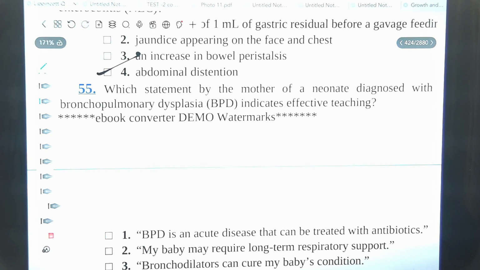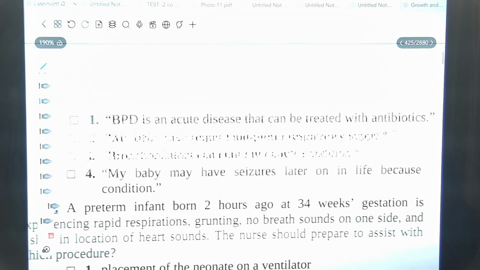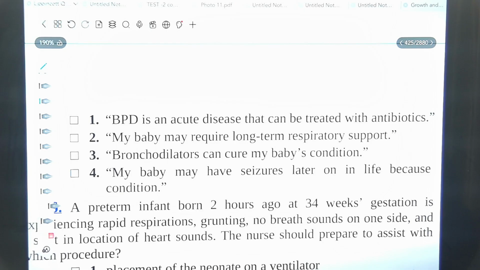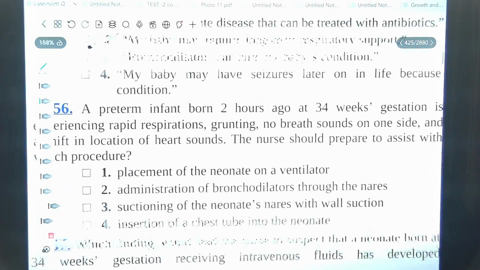Which statement by the mother of a neonate diagnosed with bronchopulmonary dysplasia indicates effective teaching about this condition? So you have four options and choose the right one. So this is a chronic illness that may require prolonged hospitalization and permanent ventilation. So what can be the right response? Second will be the right response. My baby may require long-term respiratory support in this condition.